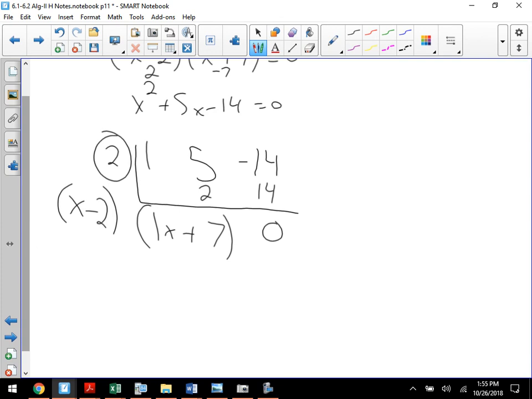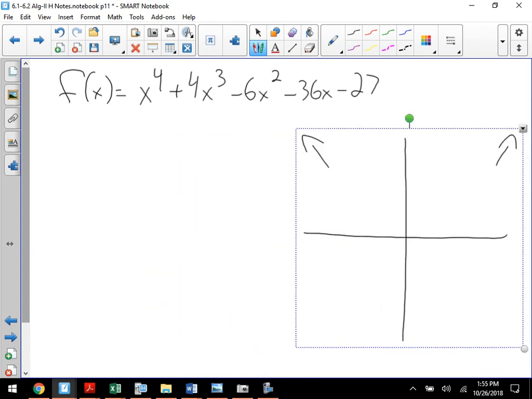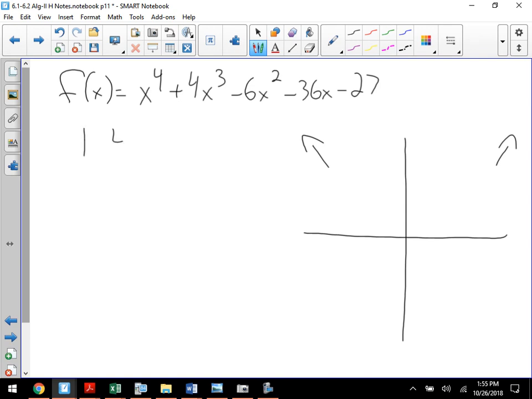Go back to this. Here, we know our tails. Okay. Eventually, over the course of the next 4 or 5 days, we're going to start searching for zeros. So I write down coefficients. I get 1, 4, -6, -36, and -27. Everybody okay with that? All right.